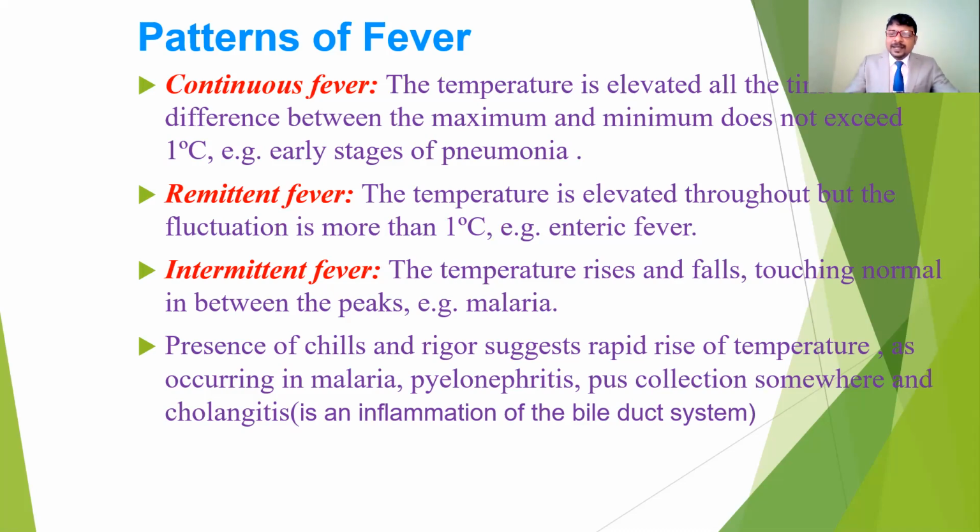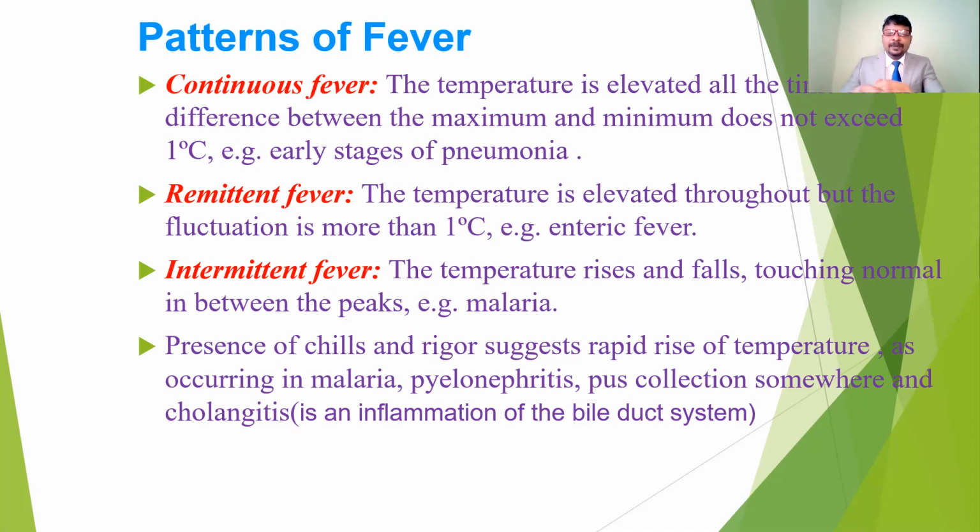This is the classical clue to diagnose or rule out what type of fever it is, in which condition. Also, the presence of chills and rigors suggests a rapid rise of body temperature, as occurring in malaria, pyelonephritis, and cholangitis, which is pus collection somewhere. It may be because of a bile duct problem, or in pyelonephritis the nephron has pus formation or accumulation of pus. So this is the indication of infection.